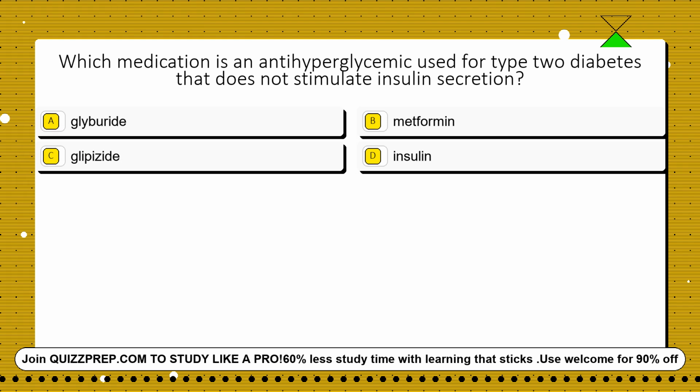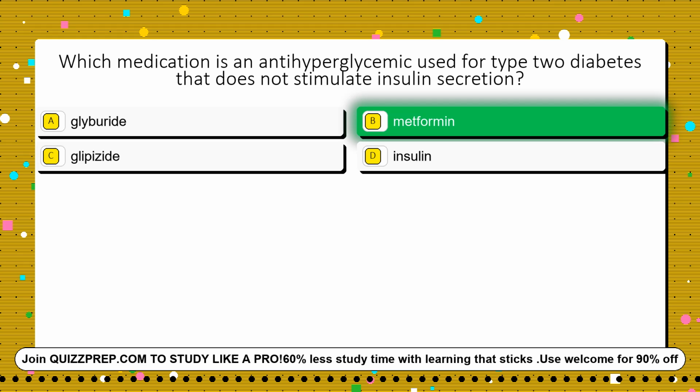Question 22. Which medication is an antihyperglycemic used for type 2 diabetes that does not stimulate insulin secretion? Option A, glyburide. Option B, metformin. Option C, glipizide. Option D, insulin.